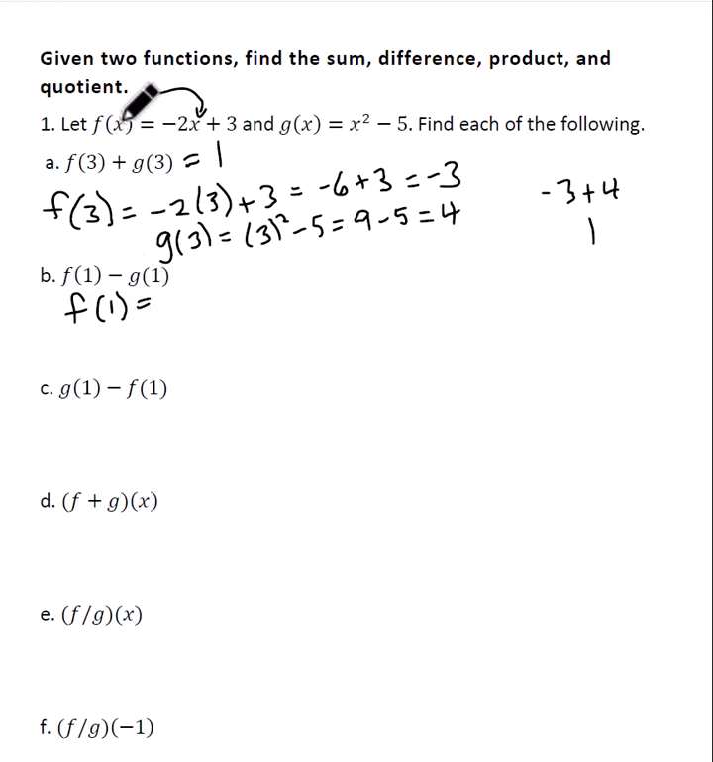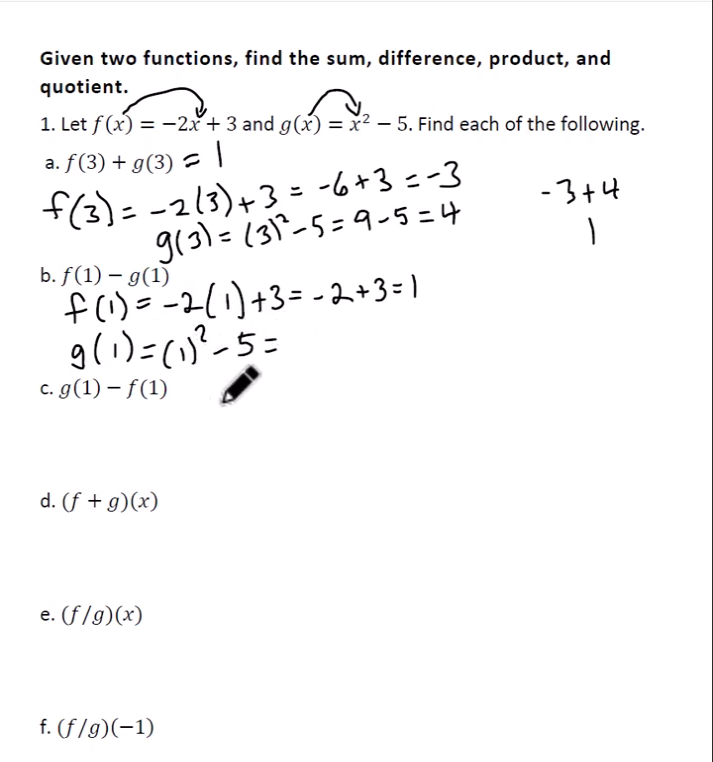All right, let's do f of 1 minus g of 1. We're still going to be plugging into the f function or the g function, whatever we're asked to do. So f of 1 is negative 2 times 1 plus 3. That's negative 2 plus 3, which is 1. Then g of 1 is 1 squared minus 5. 1 squared is 1, minus 5 gives us negative 4.